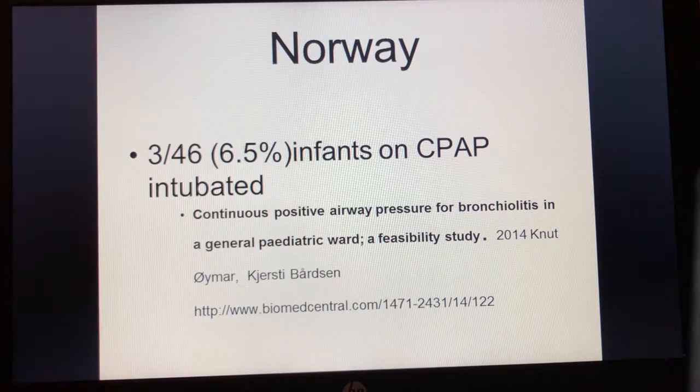CPAP being used on a ward, on a general paediatric ward. A feasibility study to see if it could be applied showed that in fact you could get intubation rates as low as 6.5%, 3 out of 46. And perhaps the advantage of using this on a ward is that there's no significant delay in applying it, so that you can treat earlier. And remember, one of the benefits is that you prevent atelectasis, and if you can prevent it, then clearly the work of breathing is going to stabilize, and the disease process is just going to burn out over 2 to 3 days, and you can prevent intubation.